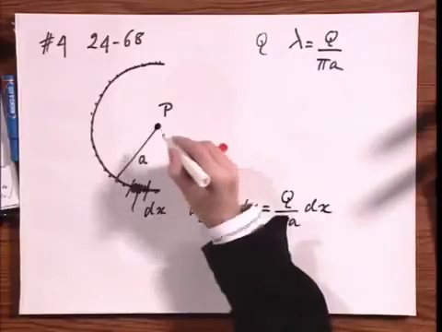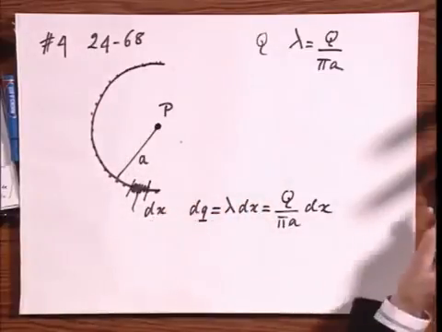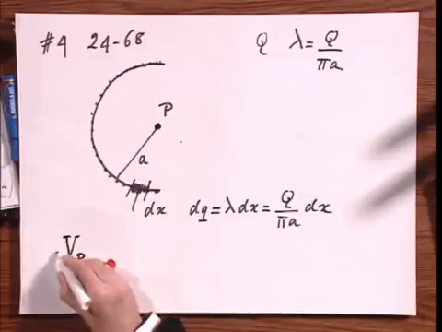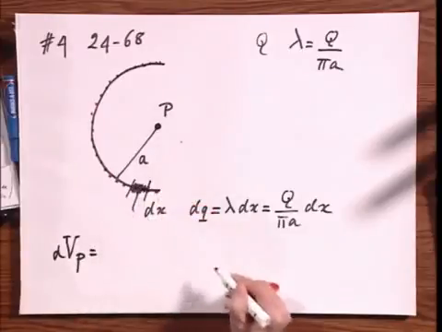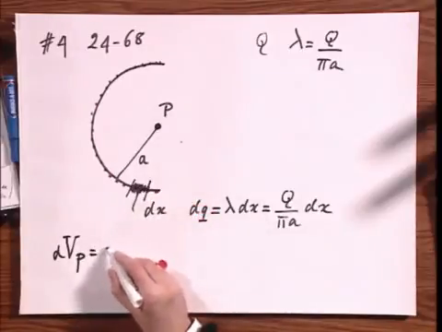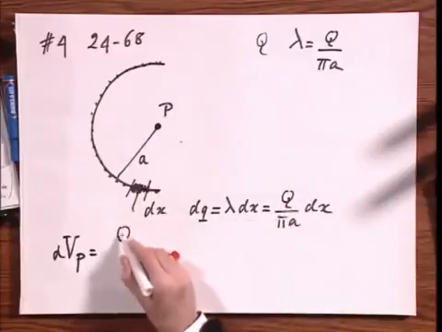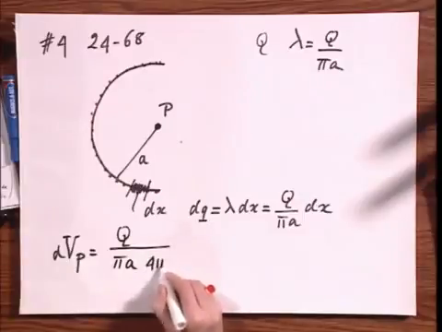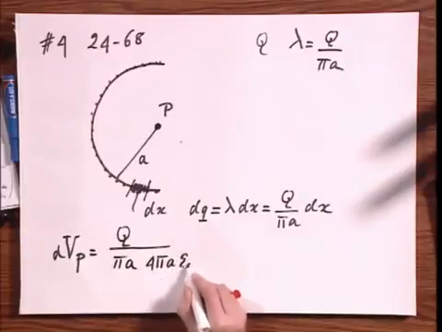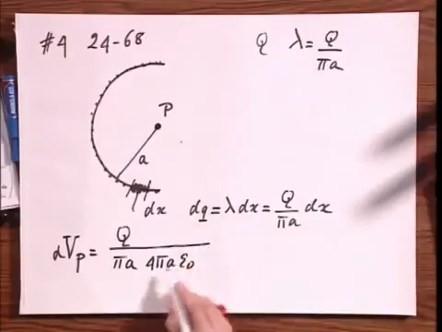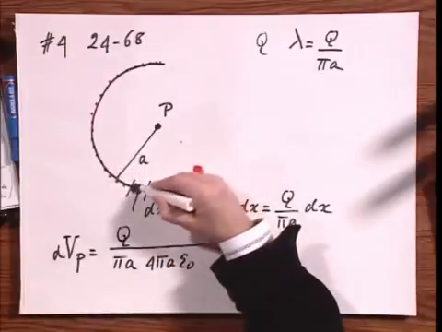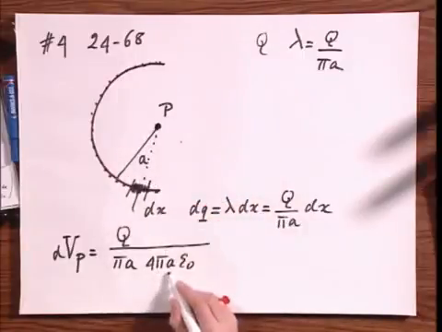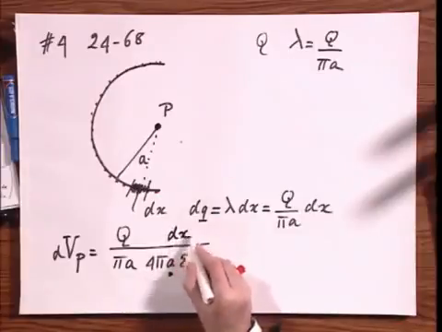The potential at point P as a result of this charge, if I assume that infinity is 0, which I will call dVp, it's only a teeny weeny little bit due to this section dx, therefore equals Q divided by pi A, divided by 4 pi epsilon 0 A. Remember, it's 4 pi epsilon 0 r. R is the distance from the charge to that point P. We've seen that in our previous problems. So that's why this A is there, times dx.